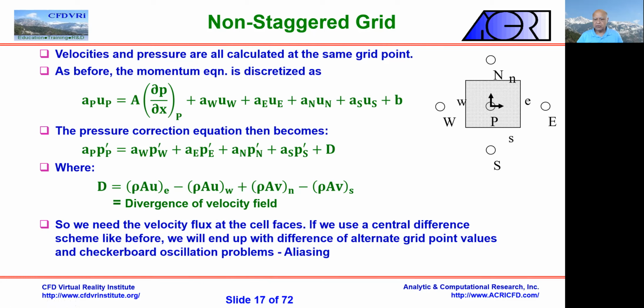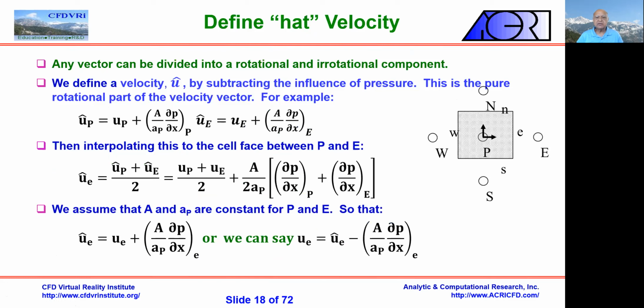We know that if we use central differences of velocity, we'll end up with alternate grid points and the checkerboarding problem, aliasing. So how do we deal with that? We go back to our basic math, and we know that any vector can be divided into a rotational and irrotational part. Now the velocity u is a vector, so we divide it into a rotational part by adding the pressure gradient, since there was a minus in the actual equation. This will be the vorticity part, or the rotational part, right? So that's what we've done.